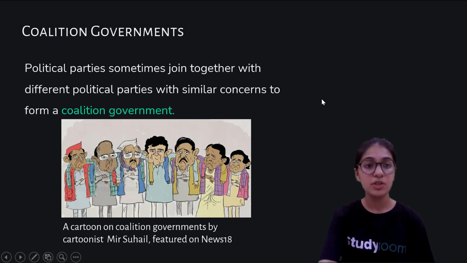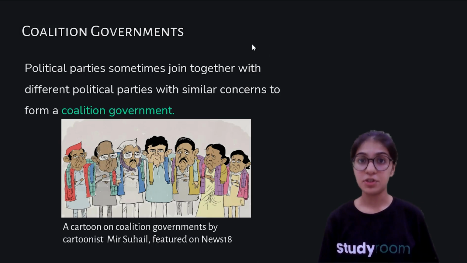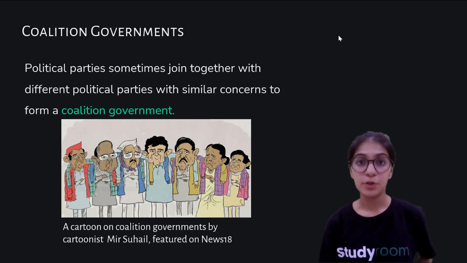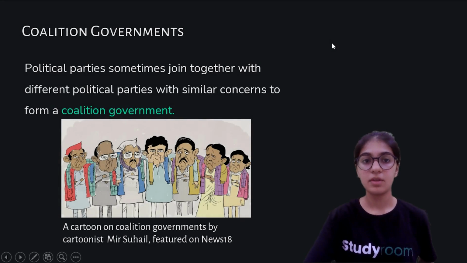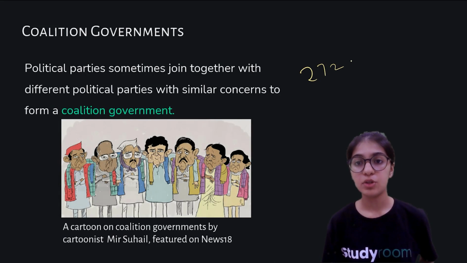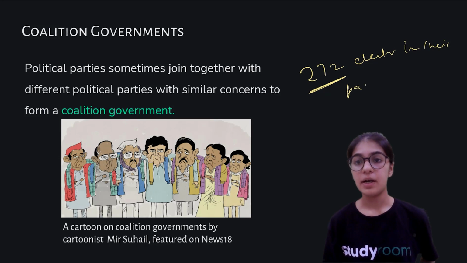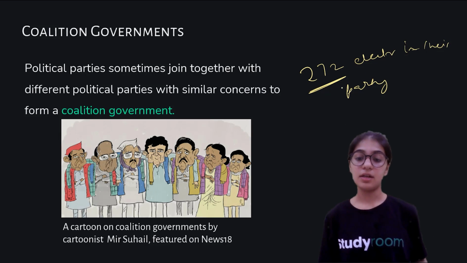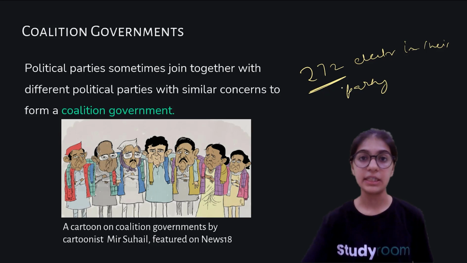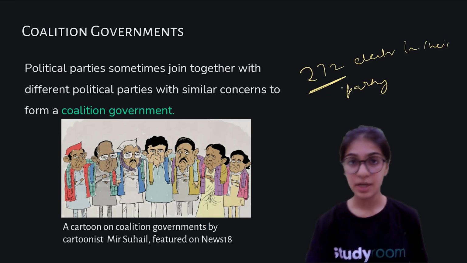Moving on, coalition government. Okay, all right. So let's understand what a coalition government is. As I told you, in order to become the ruling party, a particular party should have 272 or more elected representatives in their party, right? But sometimes there could be a possibility that neither party gets 272 or more elected representatives.